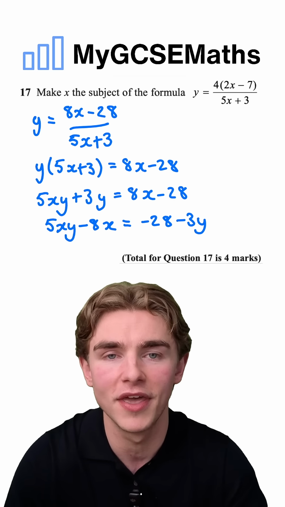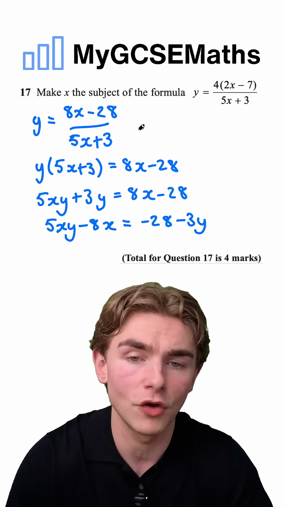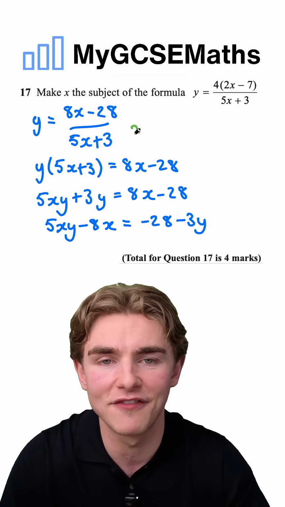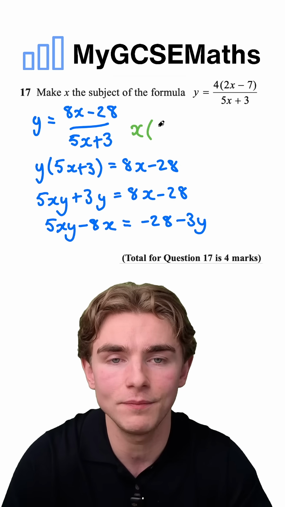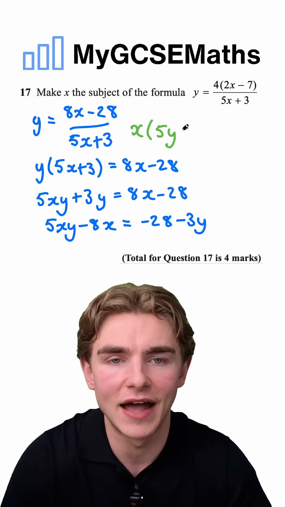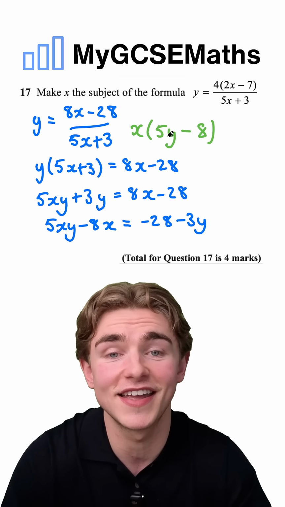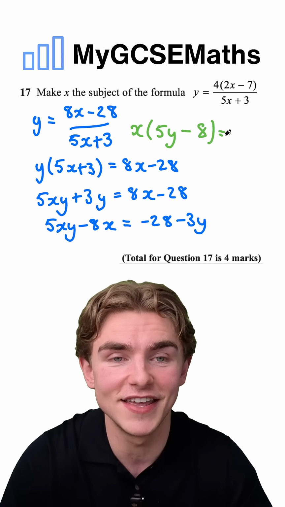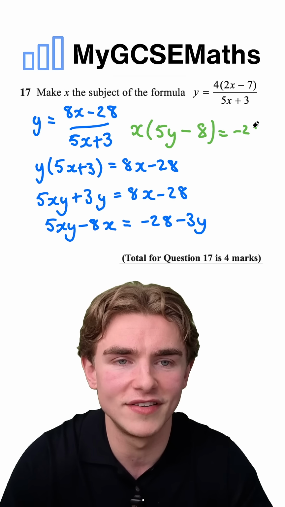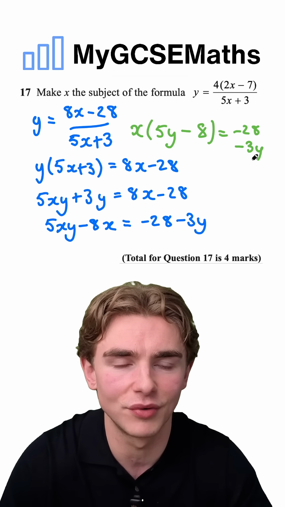So I'm now going to come up to the top. I'm going to switch to a green color. We're going to factor out the x. So we're going to have x times by, what do we times by x to get 5xy? We times it by 5y. And then we're going to have minus 8, because minus 8 times x gives us minus 8x, is equal to minus 28, I think I'm going to run out of space, minus 3y.